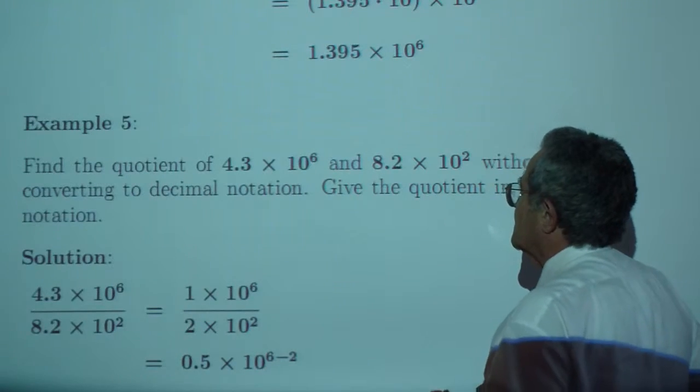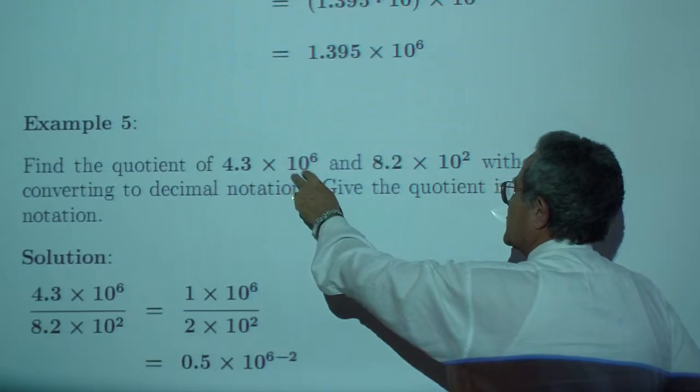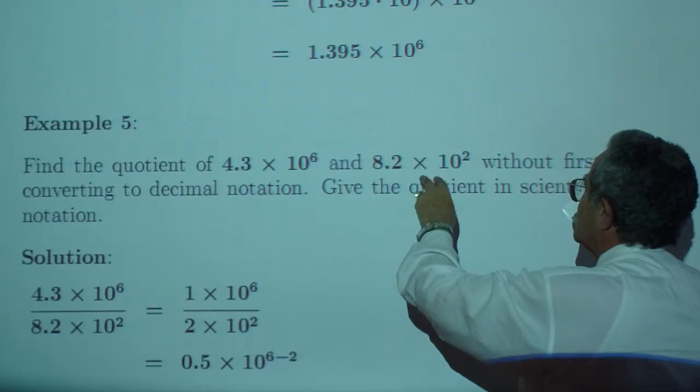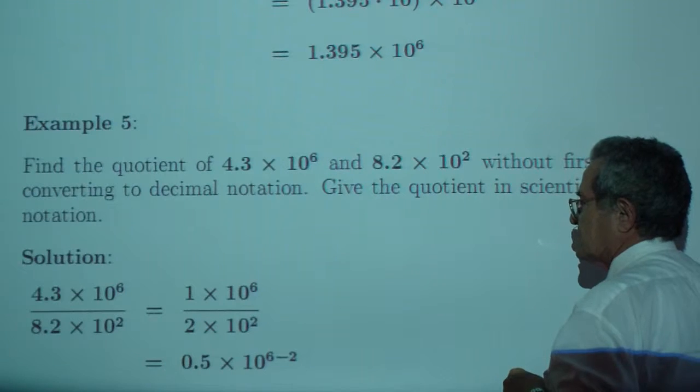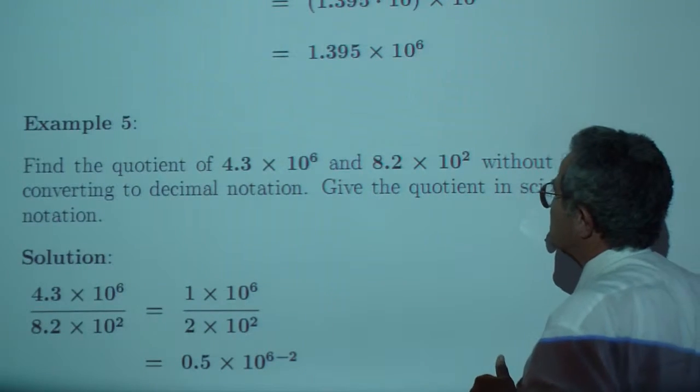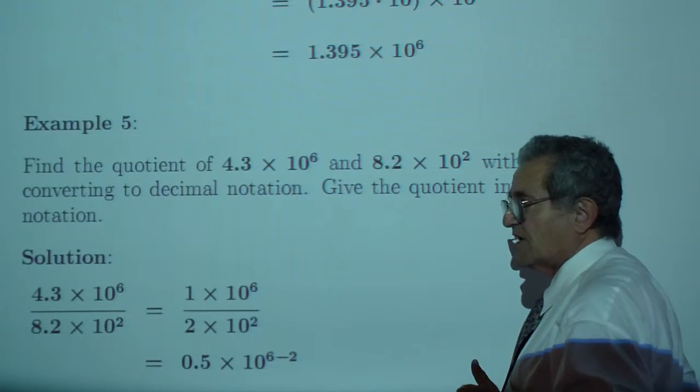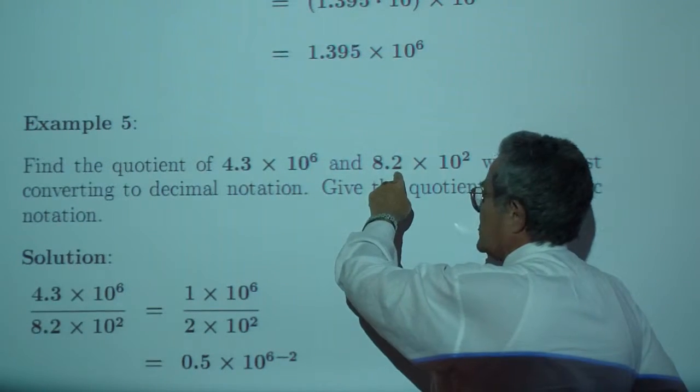Example 5. Find the quotient of 4.3 times 10 to the 6 and 8.2 times 10 to the 6. That 8.2 should really be an 8.6. That's a misprint. I intended that to be 8.6.